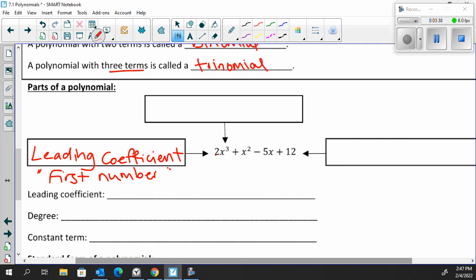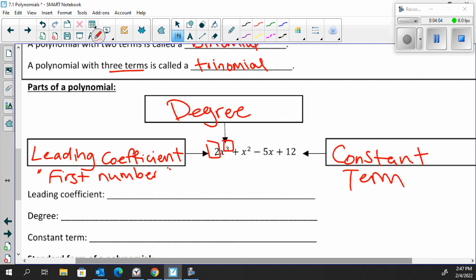Another thing that a polynomial can have is a degree. That's fancy math. Well, I'll tell you that later. So here's the leading coefficient. It's 2. Here's the degree. It's 3, and I'll tell you what all that means in a second. And then we have one more piece. It's the last thing. It's called a constant term. And that is the piece at the very end.